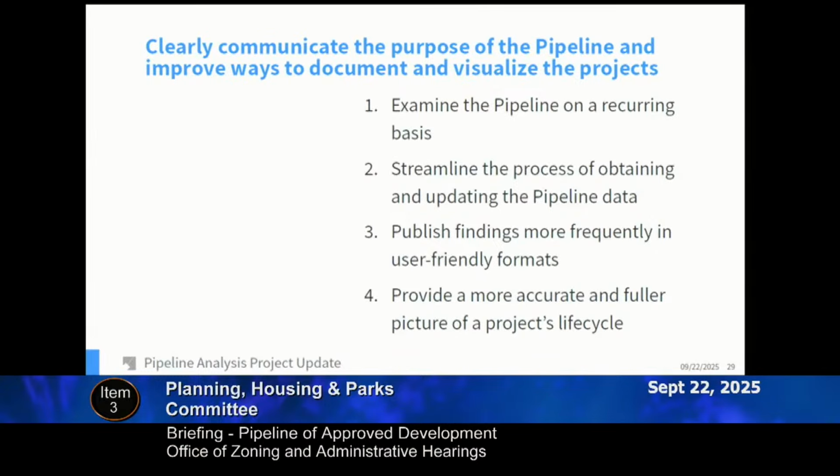The second is to streamline the process of obtaining and updating the pipeline data. Montgomery County currently relies on field observation for construction updates, but other methods could be considered. This could include more coordination with the Department of Permitting Services for permit data, check-ins with the regulatory staff, and aerial imagery to verify build-outs.